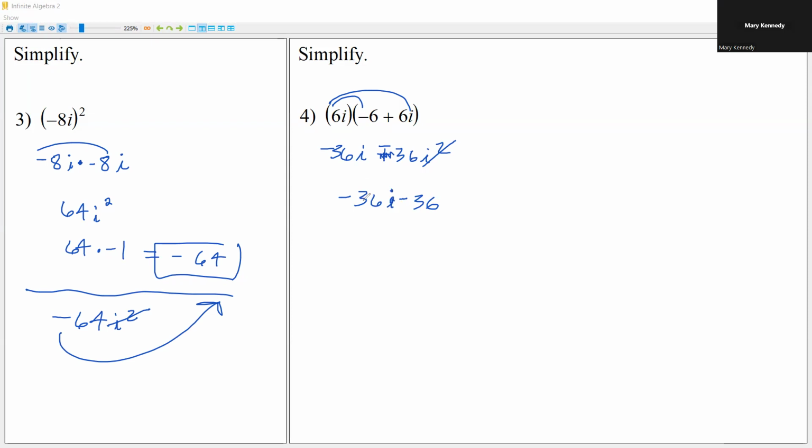And sometimes you are required to put it in the form a plus bi, which just means the real number first and the imaginary number second. And so in that case, you would put negative 36 first and then the negative 36i second.